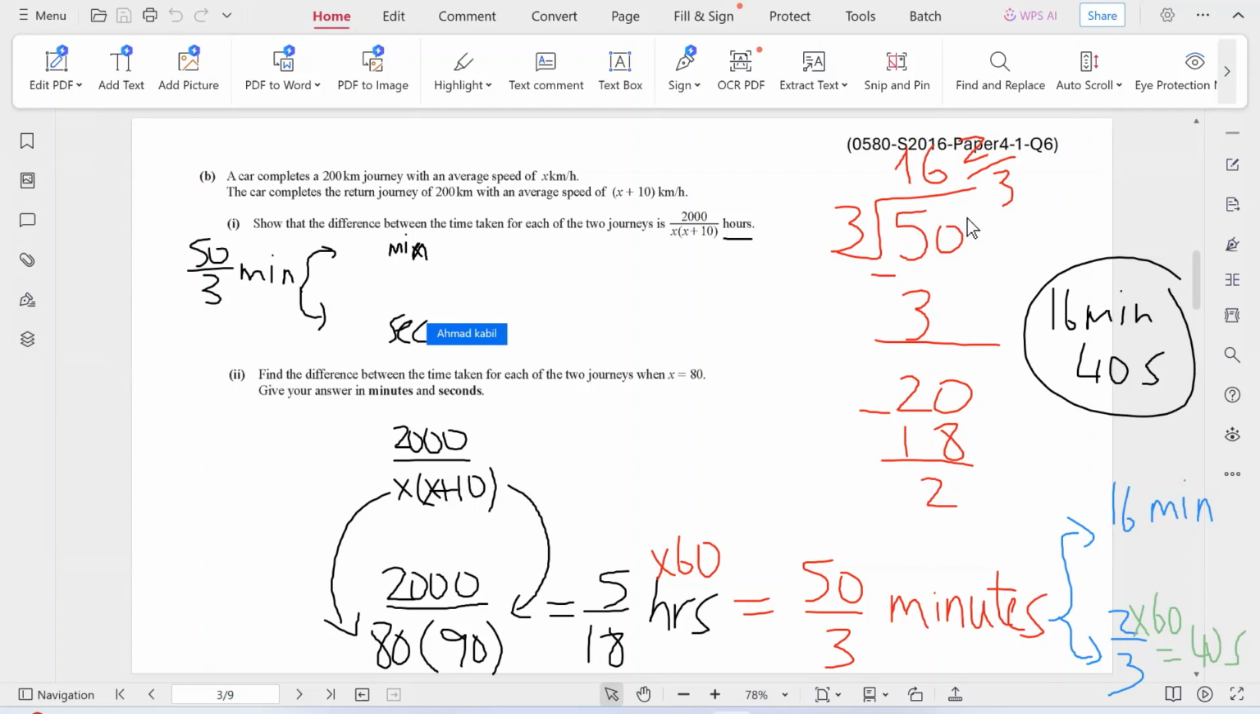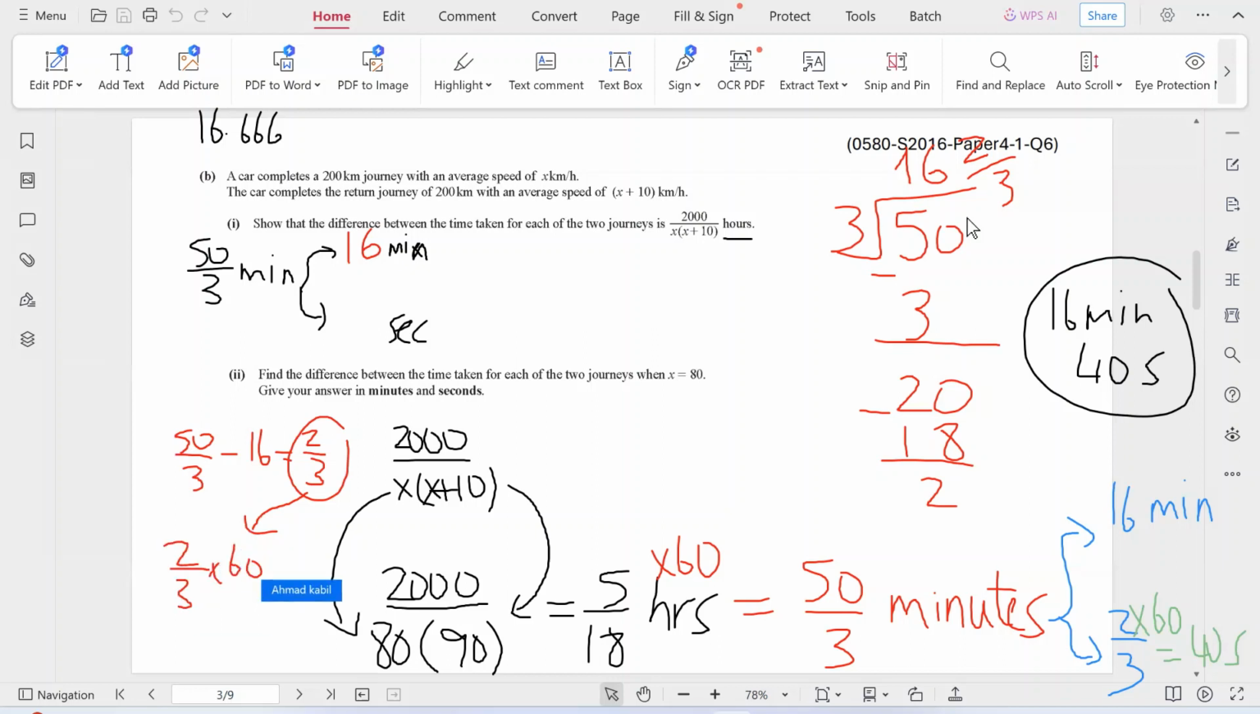First of all, you use your calculator, you do 50 divided by 3, and you get the decimal format. So the decimal is 16.666. We only take the 16 for the minutes, and then we subtract 50 over 3 minus 16. That will give us 2 over 3. And then this is the remaining amount, which we need to convert to seconds. So 2 over 3 times 60, again, gives us 40. And we put the 40 here.